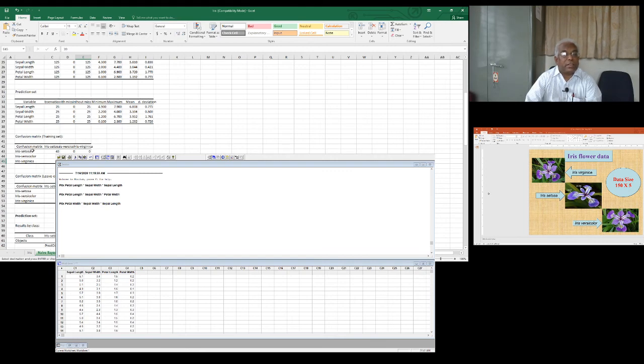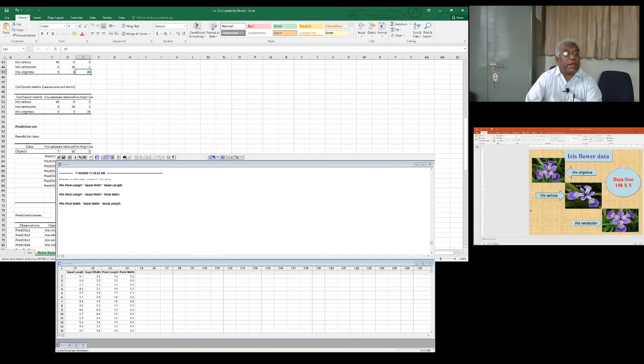Its reason is, we have very well identified in the graphs that one species is quite distinct from the other two, and the other two species are quite mixed with each other. That is why you will see this situation.